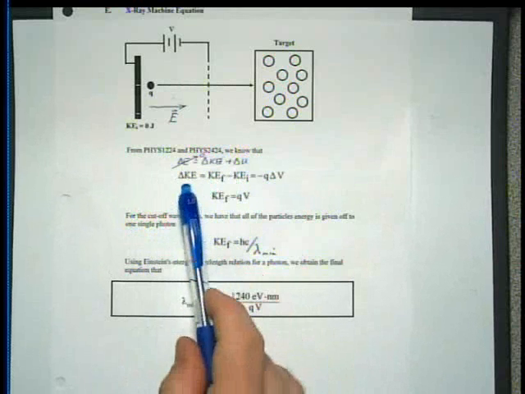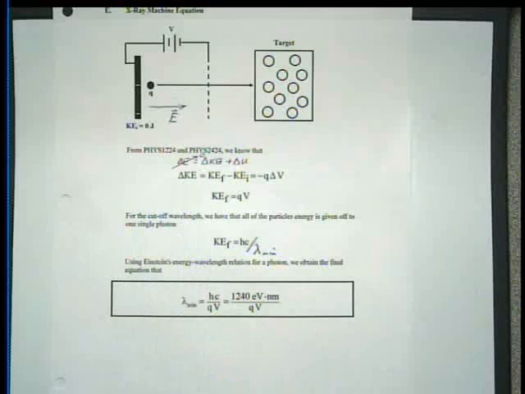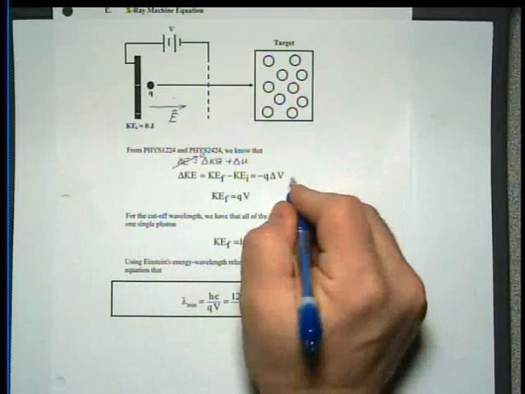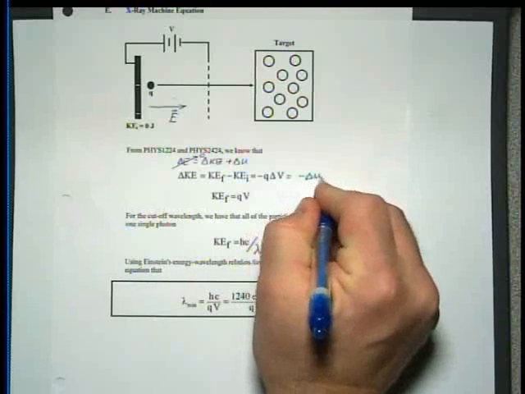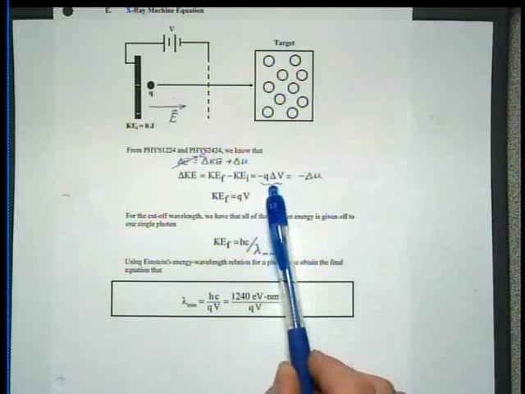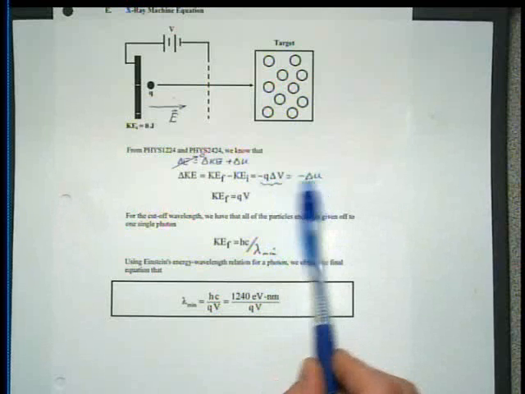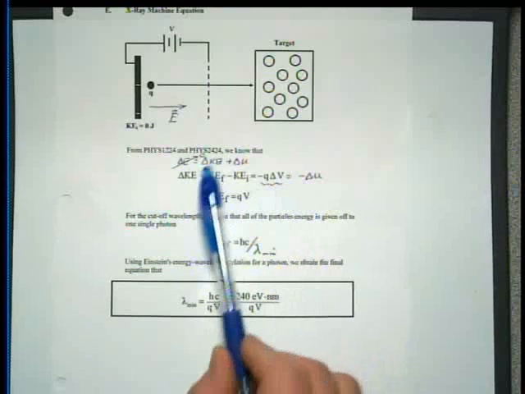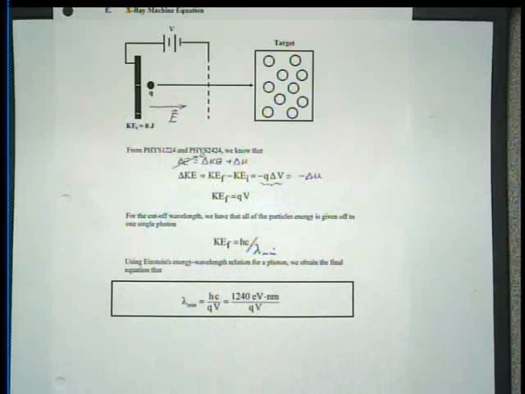Rearrange that equation and you get delta KE equal to minus delta U. That's the way to calculate it, because voltage is defined as change in potential energy divided by charge. That's how it's defined. So therefore, Q times change in voltage is delta U, and the minus sign comes from the fact that the minus occurred when you moved the delta U to the other side.